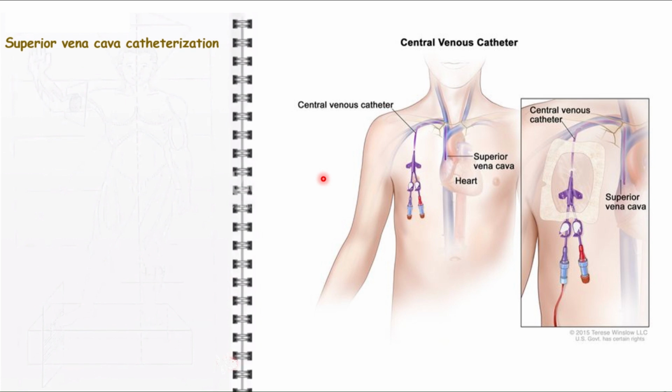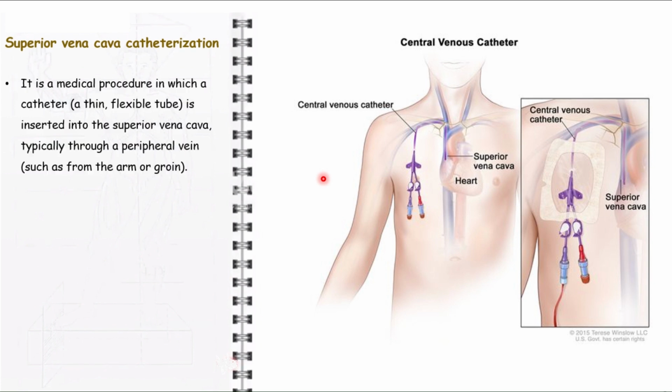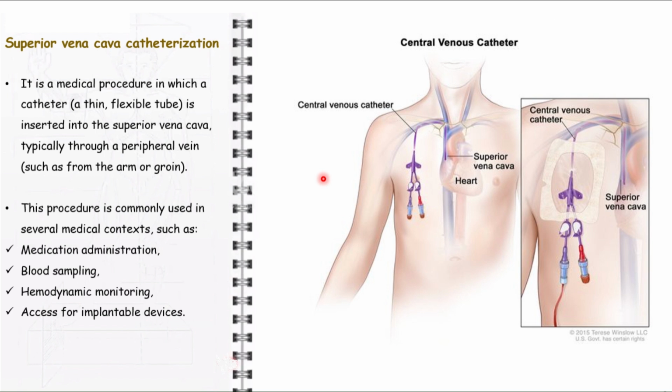And the superior vena cava catheterization is a medical procedure in which a catheter, a thin, flexible tube, is inserted into the superior vena cava, typically through a peripheral vein, such as from the arm or groin. This procedure is commonly used in several medical contexts, such as medication administration, blood sampling, hemodynamic monitoring, access for implantable devices.